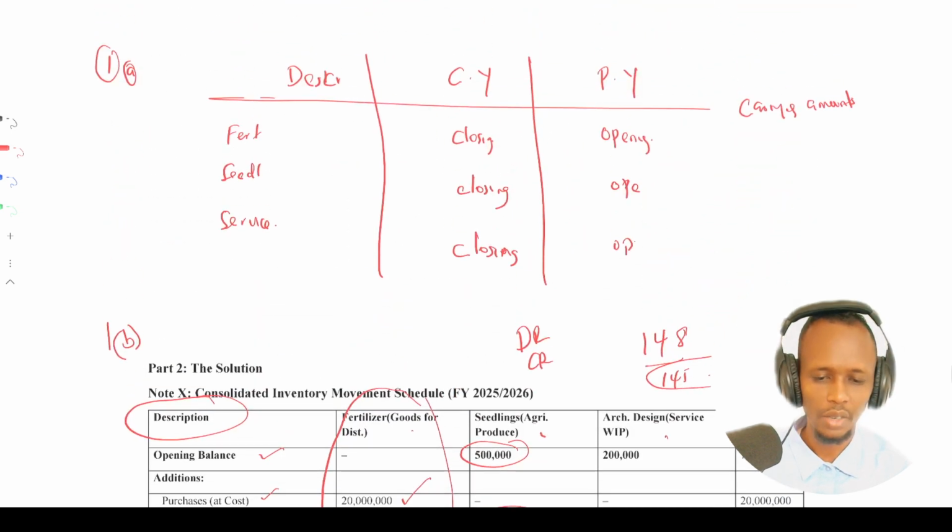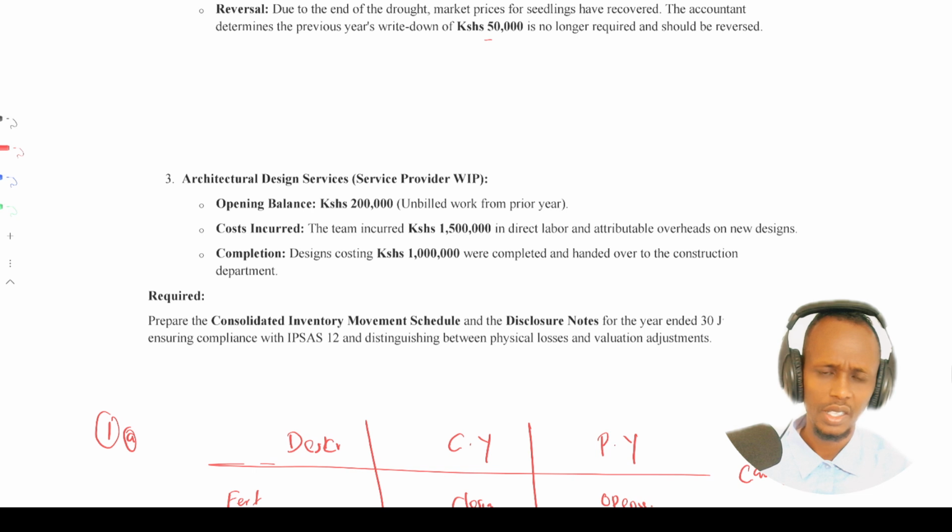And then let us go to services. These are architectural design services. Opening balance 200,000, cost incurred during the period 1.5, completion is 1 million. So what are these services? For example, the Auditor General can have services. They can provide services. Architects can provide services. So these services, you can account for them as inventories before you bill the entity.